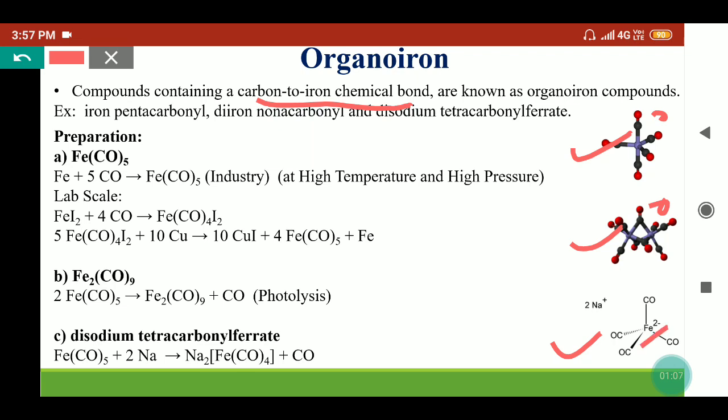state. Another example we can take is ferrocene, where the iron is centered between the two cyclopentadienyl rings, and iron is present in the +2 state.